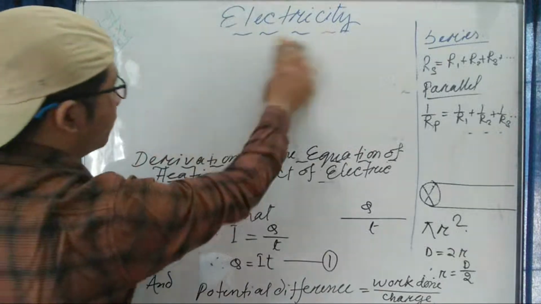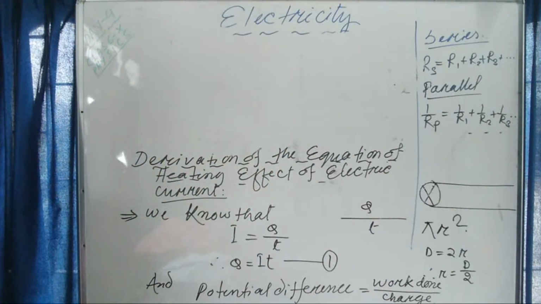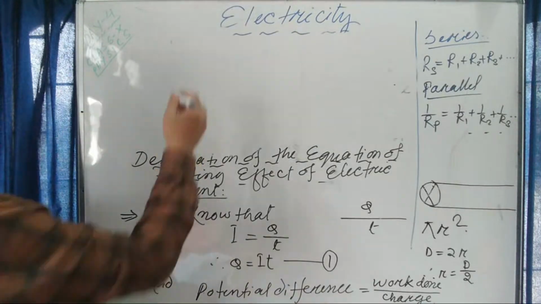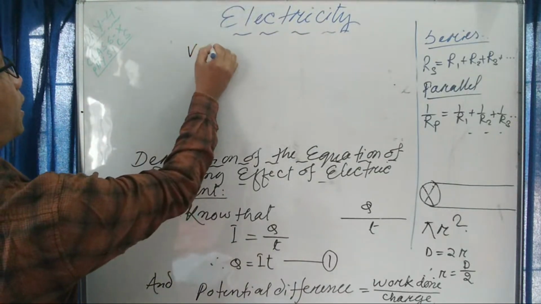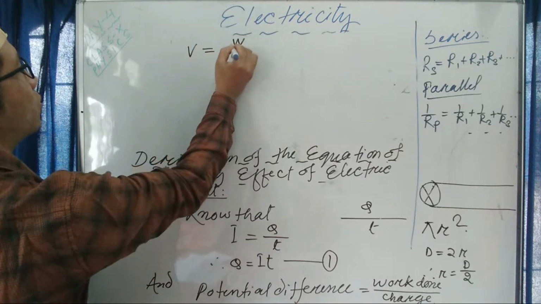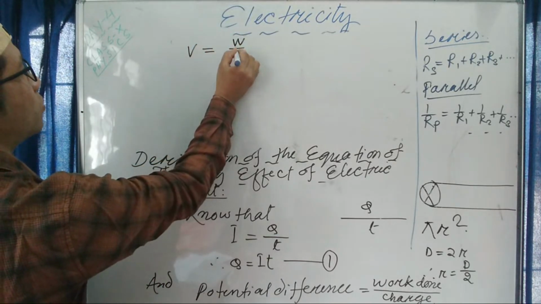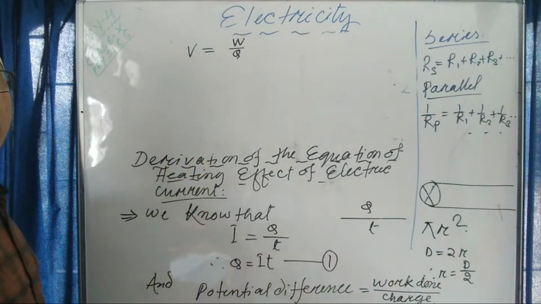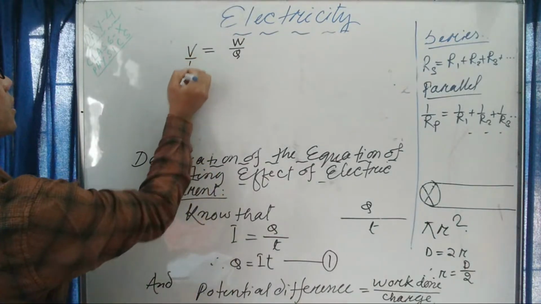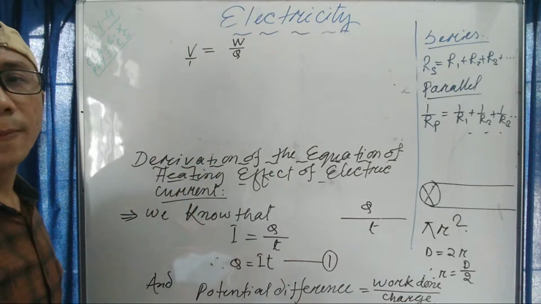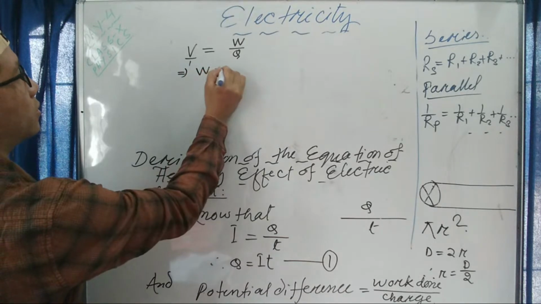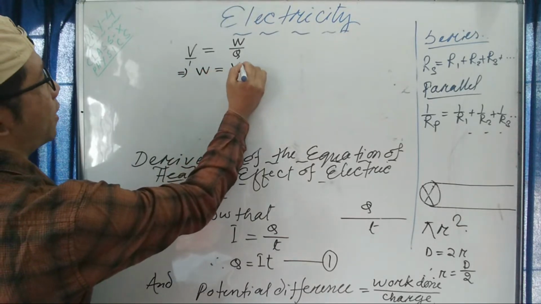So we are deriving the equation of the heating effect of the current. Here, the potential difference is generally denoted by V, work done by W, charge by Q. Then by cross multiply, here in the denominator there is 1, so it comes to work done equal to V into Q.